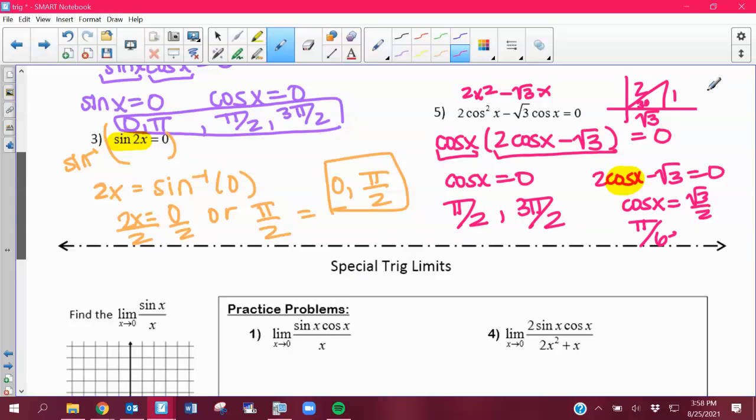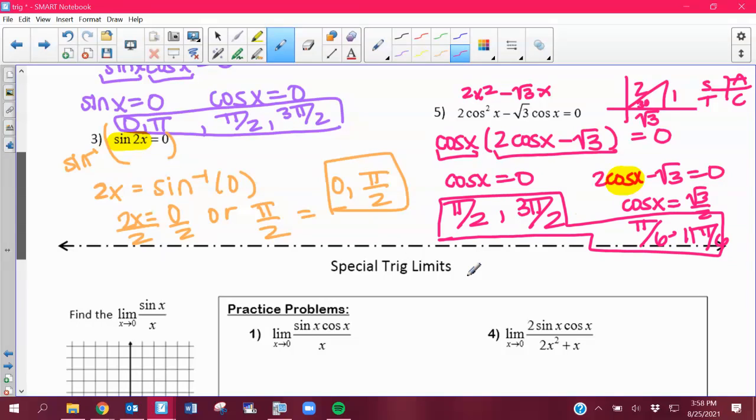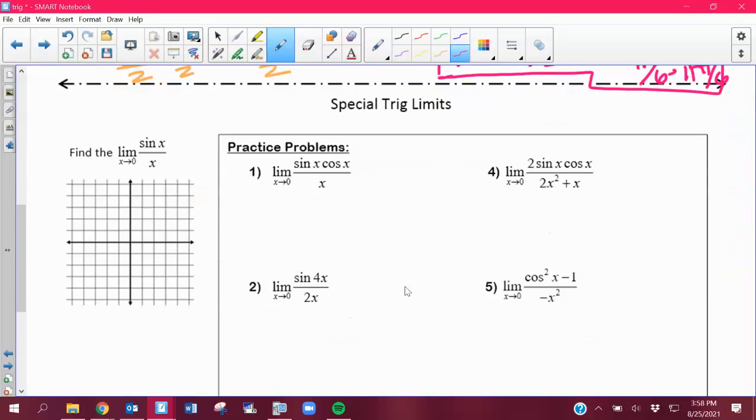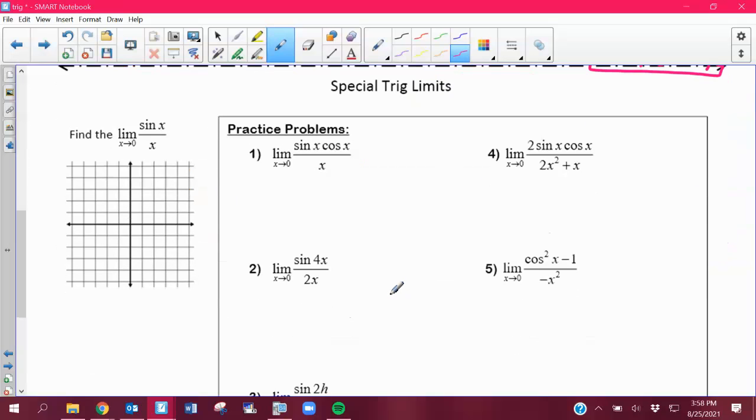Your other place where cosine is positive, all students take calculus, is down in quadrant 4. So again, that's a pi over 6 angle, and that one's 11 pi over 6. So there's a lot going on there when you're solving your trig equations. Just knowing your exact values is going to help you out so much. Okay, because we want to put trig in terms of calculus.